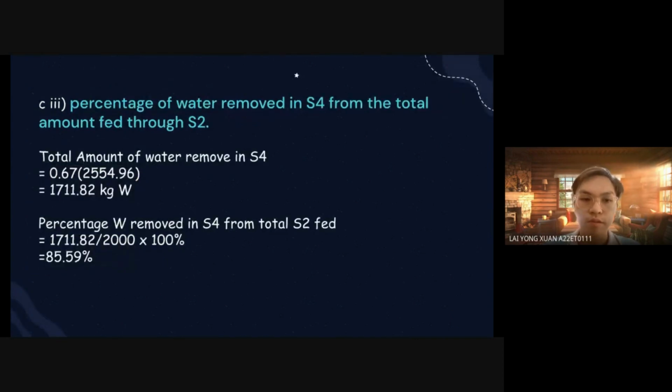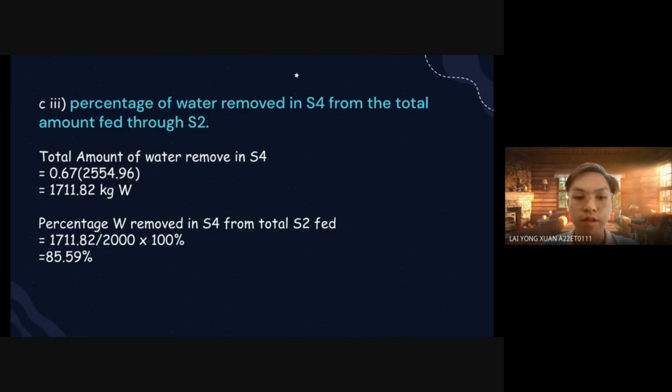Second part, which is the last part of this question, is the percentage of water removed in stream 4 from the total amount fed through stream 2. First and foremost, we will find the total amount of water removed in stream 4. So we have this equation: 0.67 times 2554.96, and then we have 1711.82 kg of water removed in stream 4 alone.